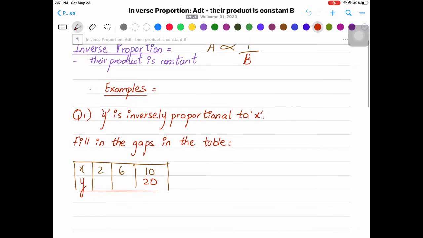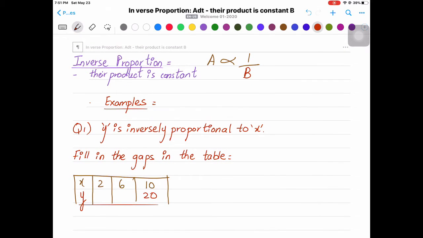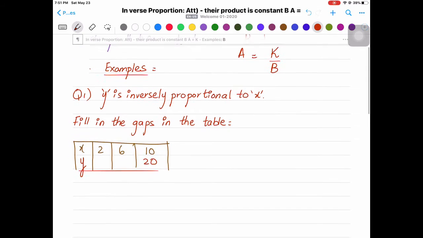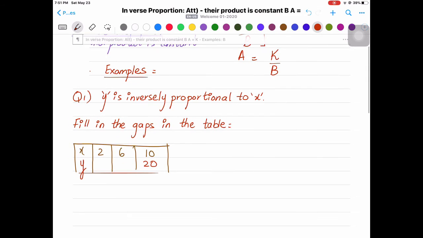So, today we're going to learn how to solve inverse proportion questions. So, this is how we write or represent two values which are inversely proportional to each other, which means A is inversely proportional to B, or if we add in the constant, then we can write it as A equals k over B. Okay, let's start the first example.